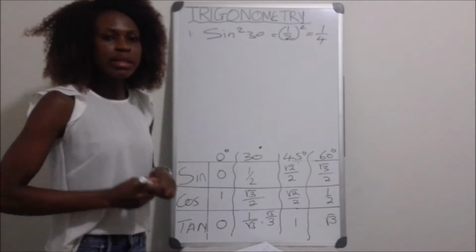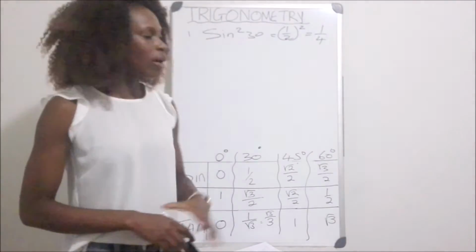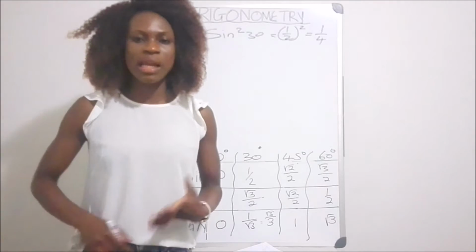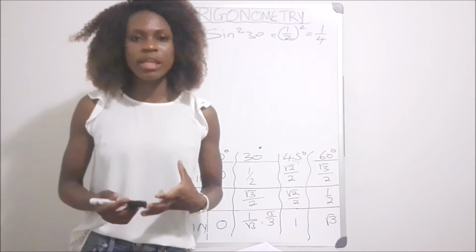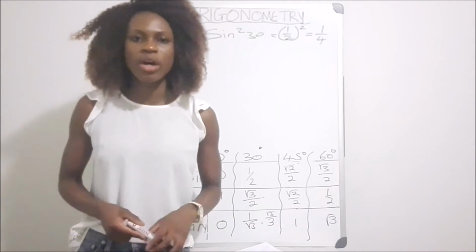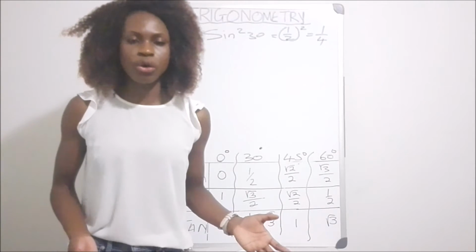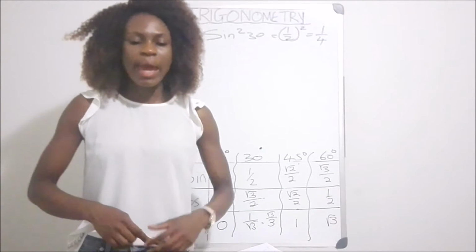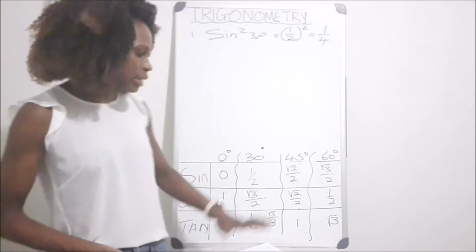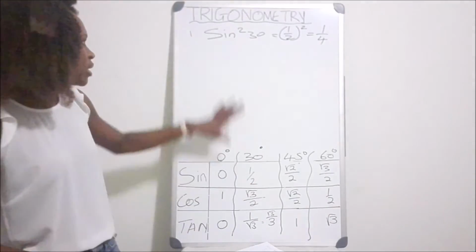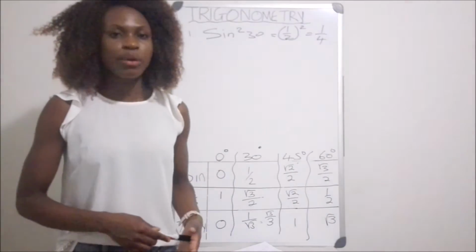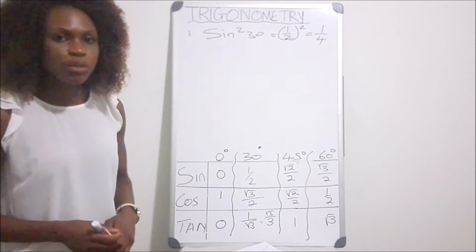When you are dealing with special angles, or if you have to answer a question on special angles, the best thing to do before you start approaching the questions is to draw your table down and put the values of special angles, like a table like this. It becomes easy when you have to answer the question. You just put in the answers.